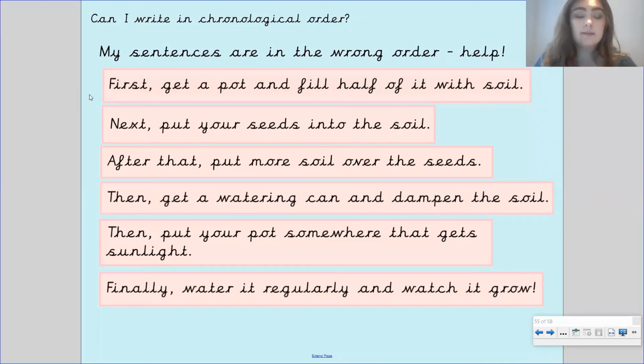So well done if you got first get a pot and fill half of it with soil. Next, put your seeds into the soil. After that, put more soil over the seeds. Then get a watering can and dampen the soil. Then put your pot somewhere that gets sunlight. And finally, water it regularly and watch it grow. Well done if you got that in chronological order.